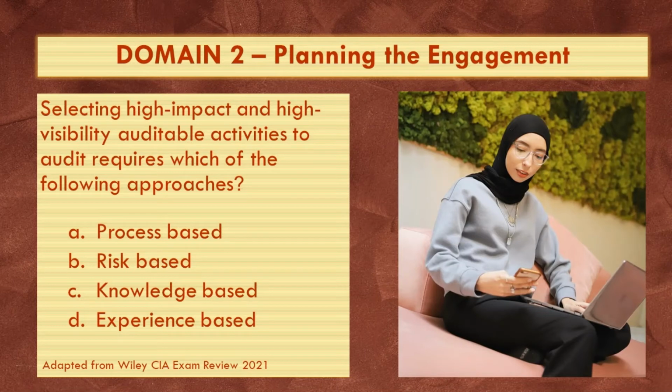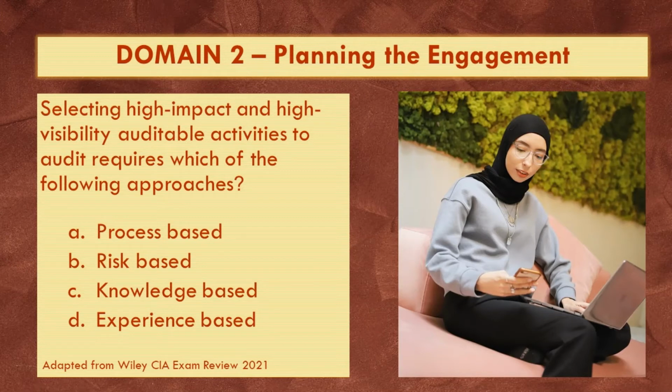The next question is from Domain 2, Planning the Engagement. Selecting high impact and high visibility auditable activities to audit requires which of the following approaches? A, process-based, B, risk-based, C, knowledge-based, or D, experience-based.